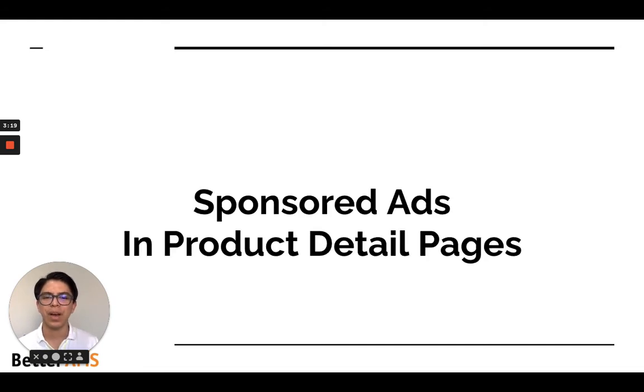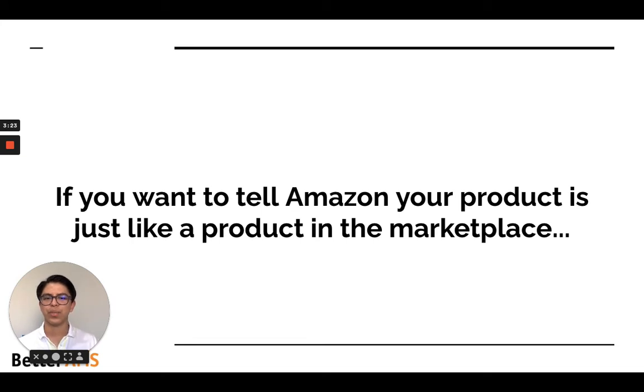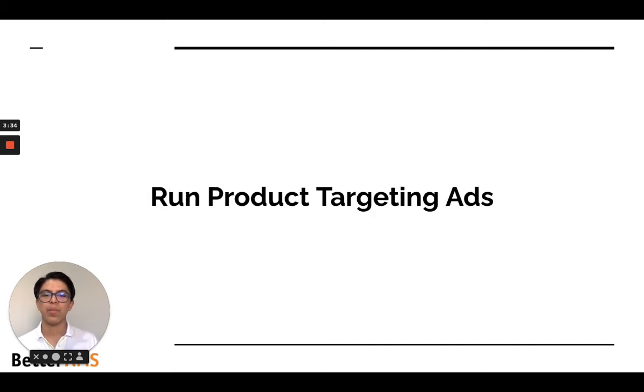Now, let's talk about sponsored ads in product detail pages. If you want to tell Amazon your product is just like a product in the marketplace, if you're just launching a product and you feel your product should be indexed just as another competitor in the space, you have to run product targeting ads. You have to target ASINs because every time you convert on an ASIN, Amazon will give you some rank on the keywords they are ranking for. So it's really important that you consider Amazon sponsored ads product targeting.